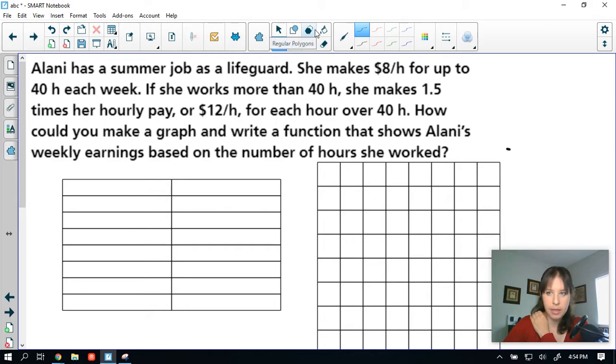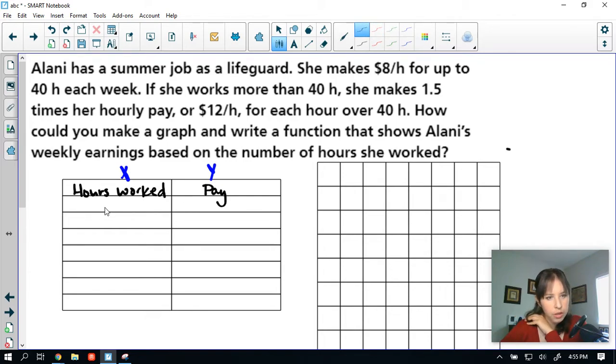So in my T-chart, let me push my computer back a little bit just so I have some room to write. In my T-chart, I'm going to make hours worked, and over here I'm going to put her pay. And this is going to be my X values and these are going to be my Y values.